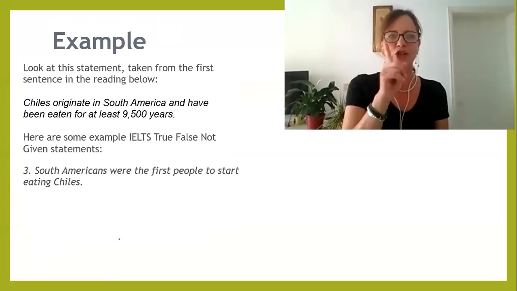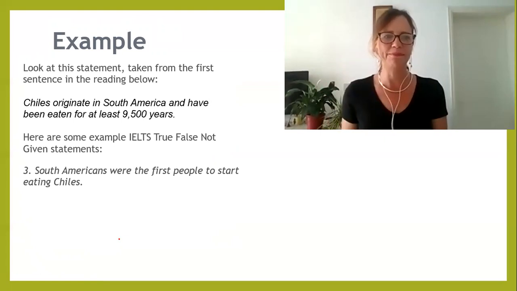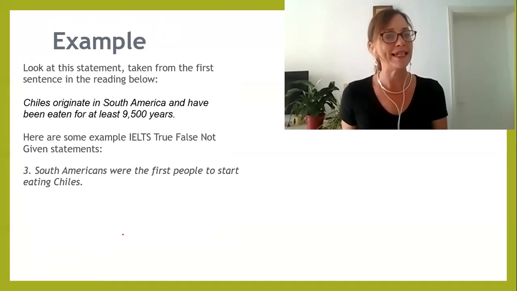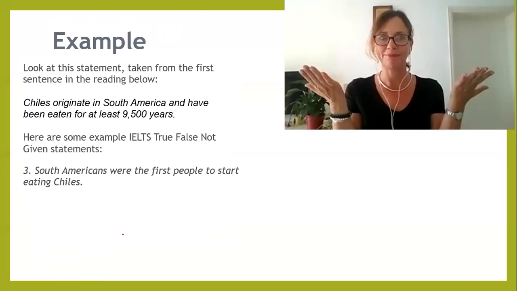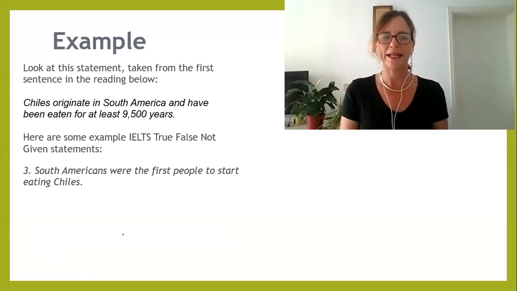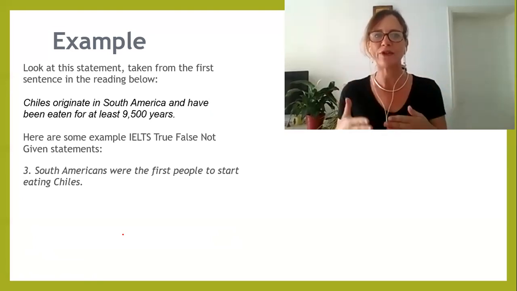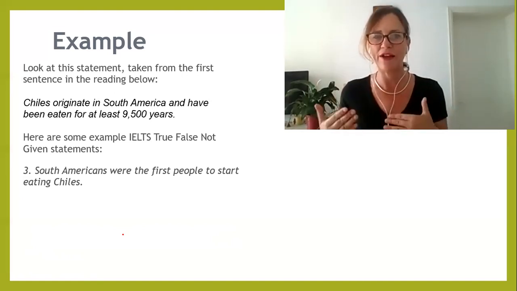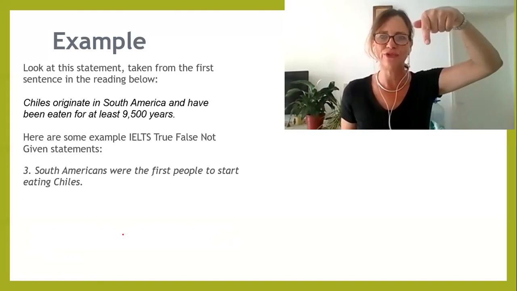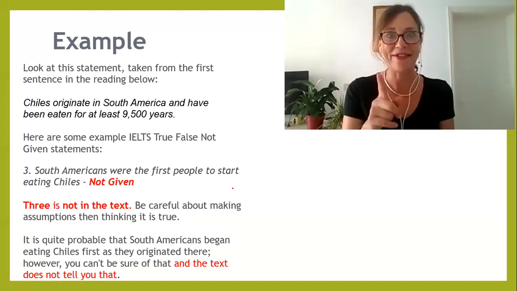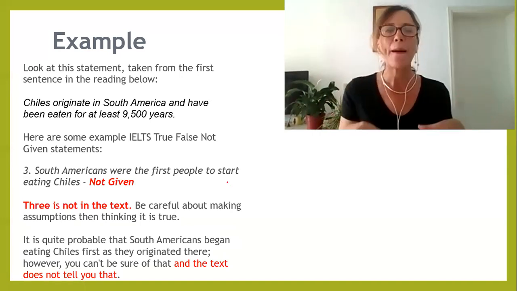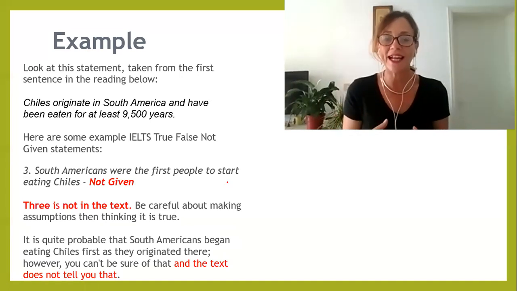What about this one? True, false, or not given? South Americans were the first people to start eating chilies. What do we think? Chilies originate in South America and have been eaten for at least 9,500 years. Is that true, false, or not given, that statement? This is a not given because it's not in the text.